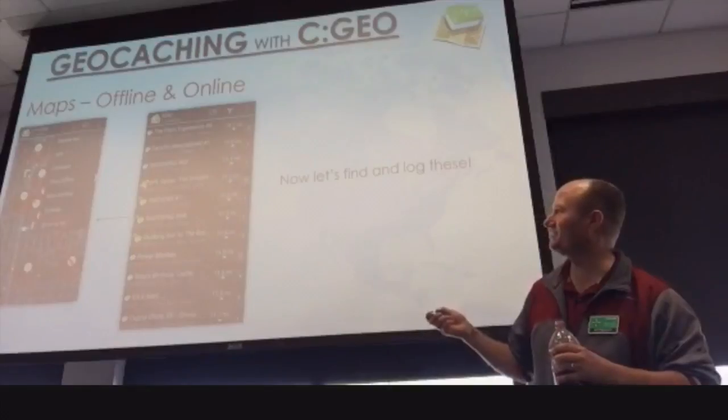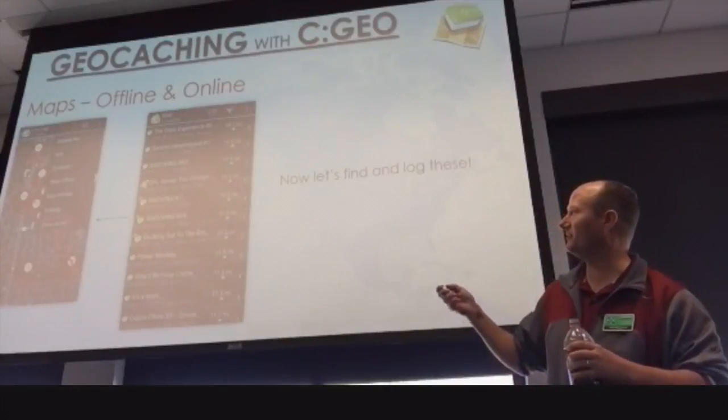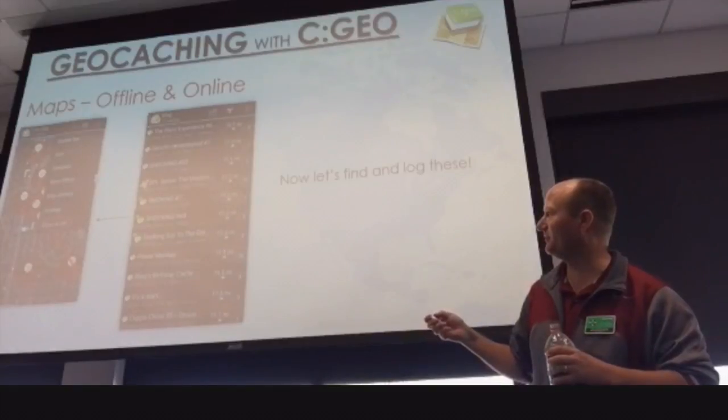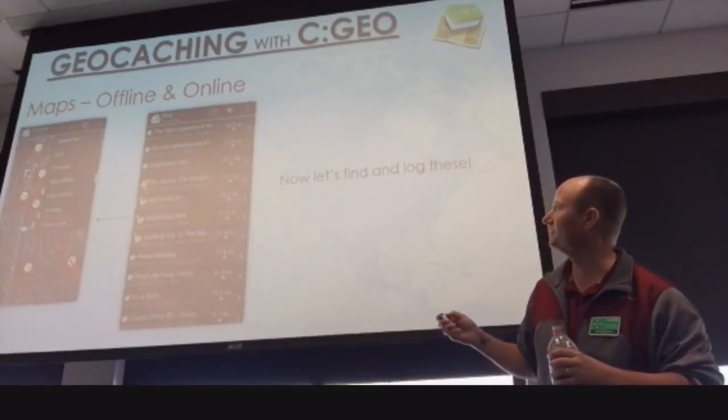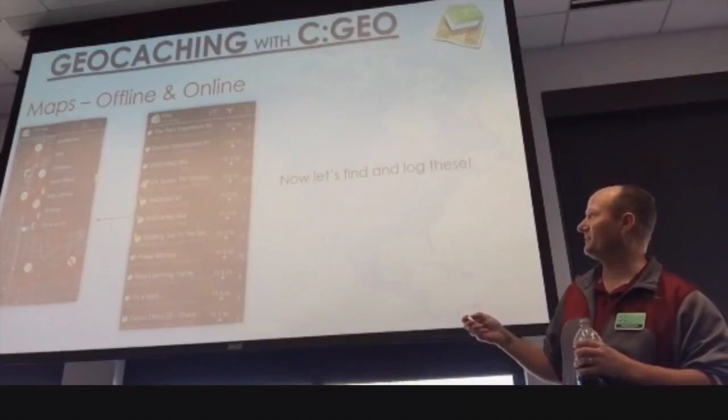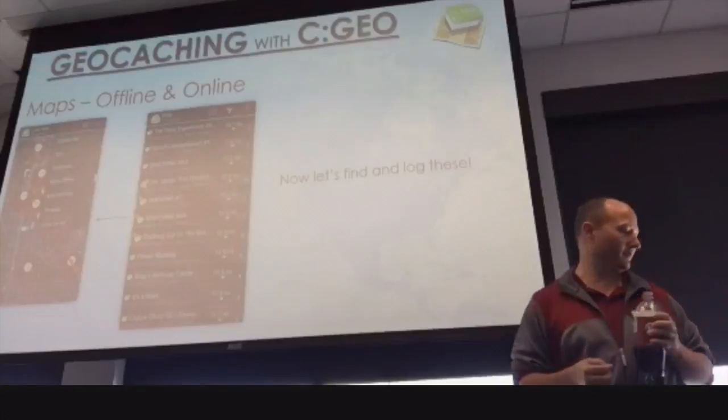And then show as list. All these caches on this map are now in list form. So like I said, the star means I own it. That means I found it. I haven't looked for those. And then it's got that arrow that we talked about, the directional arrow, the distance, and then the arrow of where I'd be going.